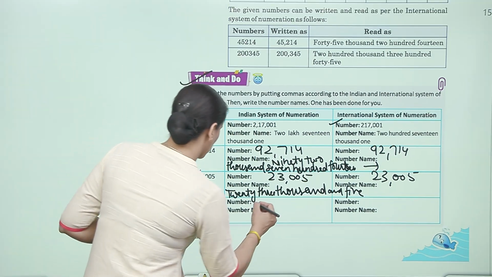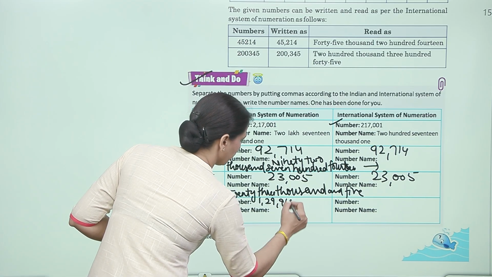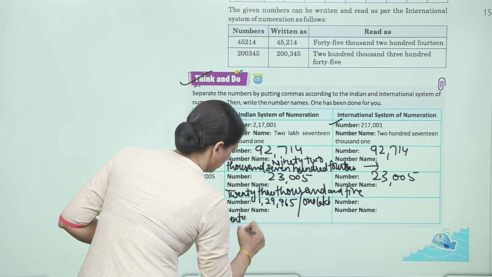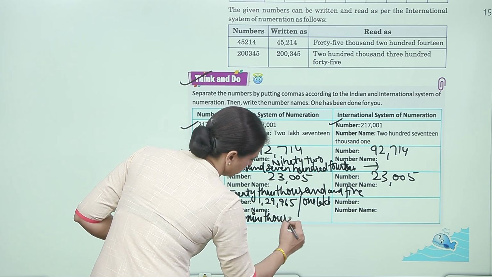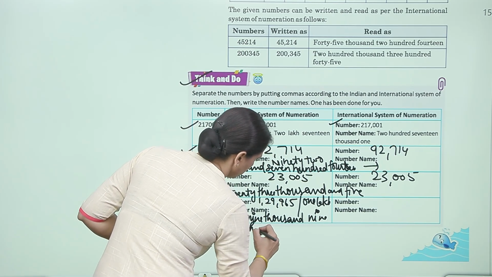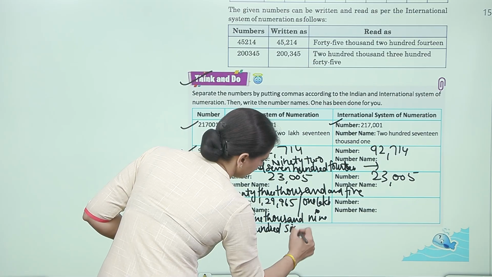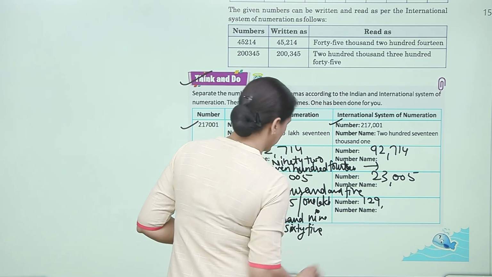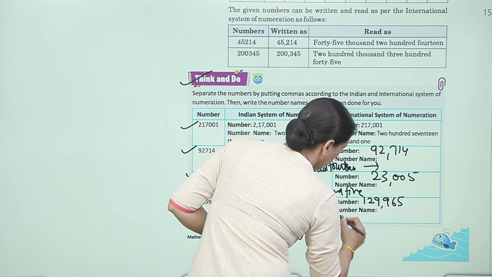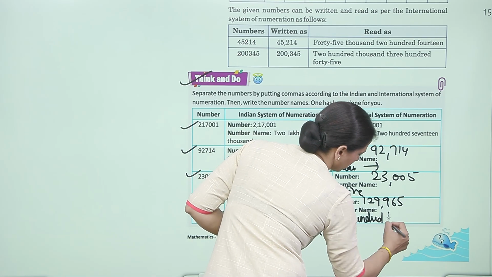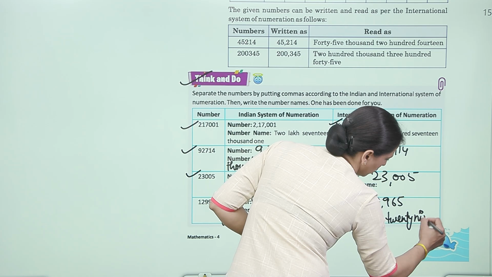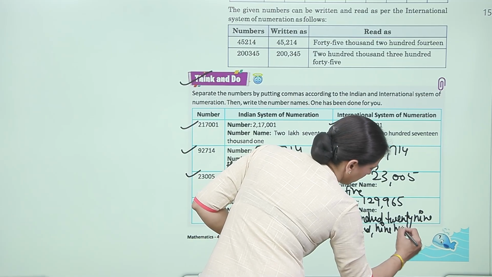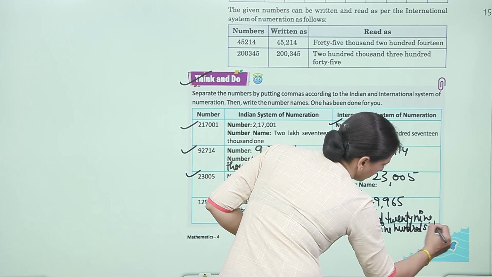Next is 129965. In the Indian system, it is 1,29,965. Here it changes, it becomes 129,965 in the international system.